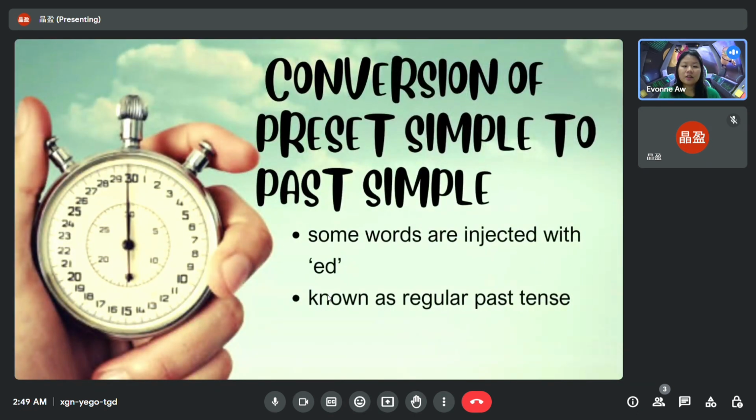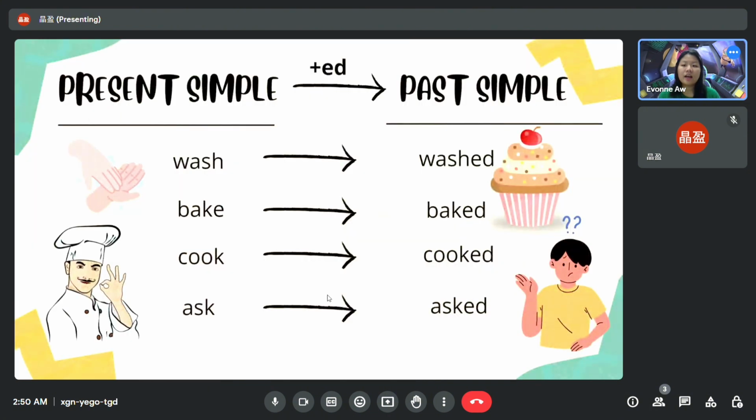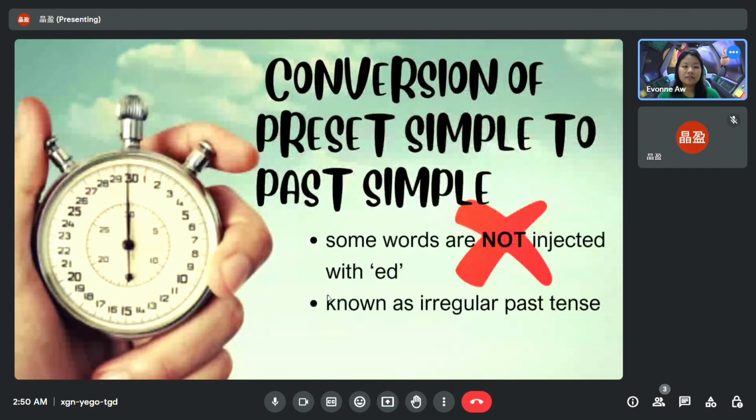This is the conversion of present simple to past simple. There are two types of conversion, which are regular past tense and irregular past tense. In regular past tense, the words are injected with ed. As examples, washed, baked, cooked, and asked.